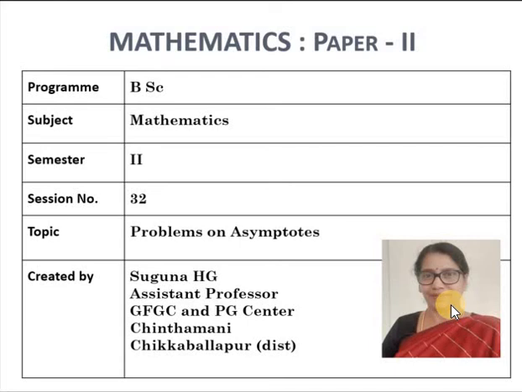In this video, I am presenting you BSc Mathematics Paper 2, Session 32, Problems on Asymptotes. Here we are going to find the asymptotes for Cartesian and polar curves, and also we are discussing the working rule to find the asymptotes. First, let us know the working rule to find asymptotes for Cartesian curves.